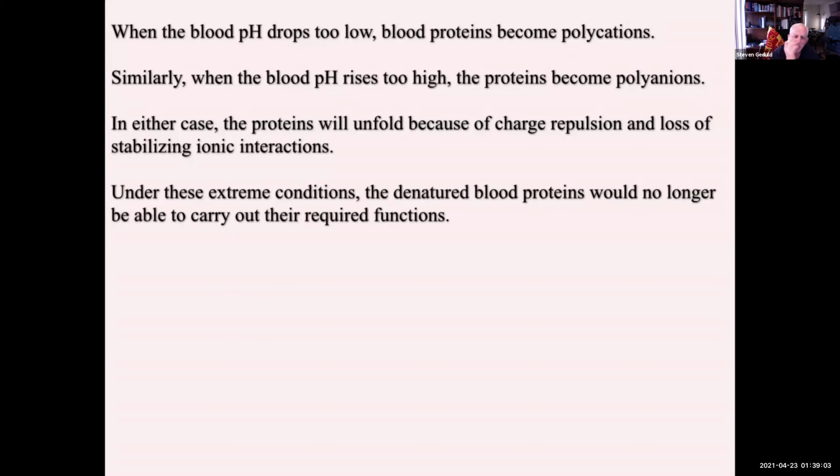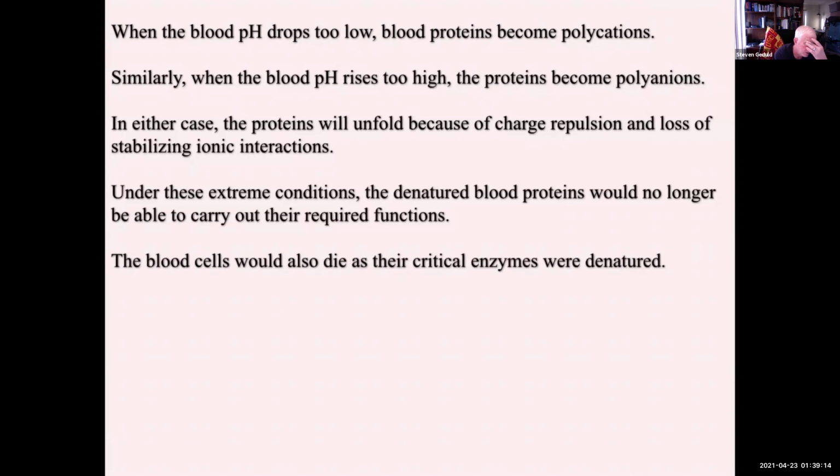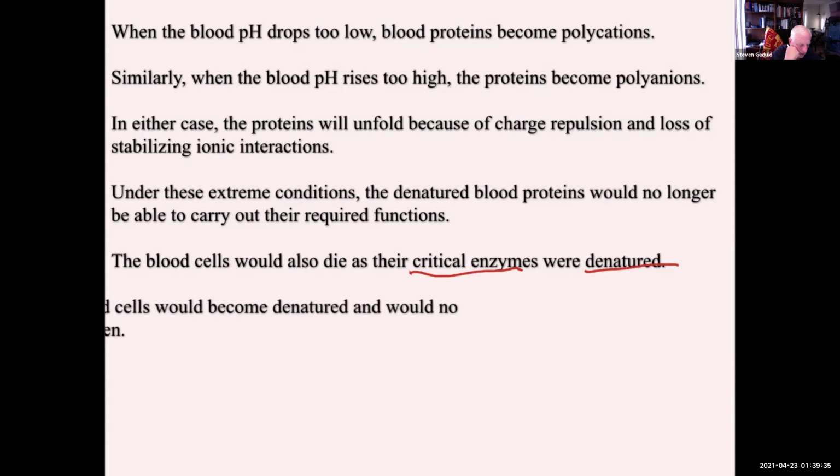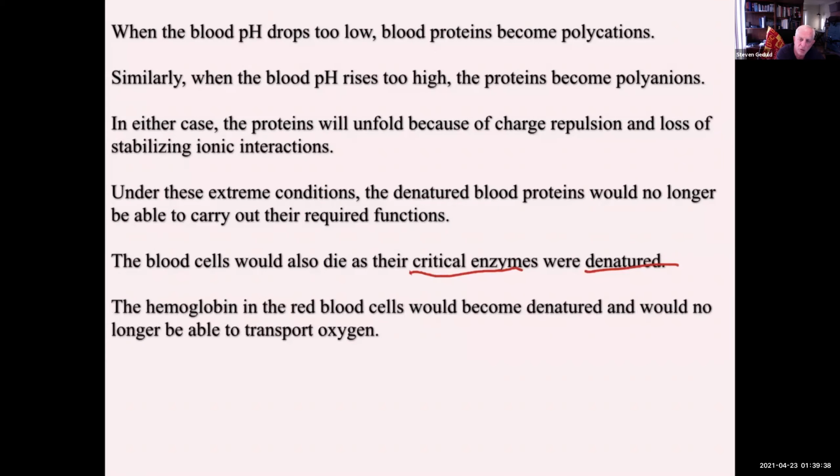Under extreme conditions, the denatured proteins will no longer be able to carry out their required functions, and they form protein conglomerations. The blood cells would also die as their critical enzymes were denatured. Once you lose the enzymes that are making your blood cells, those are going to die also, because you're interfering with the process and it's not going to continue to work. The hemoglobin in the red blood cell, which you talked about, would become denatured and would no longer be able to transport oxygen.